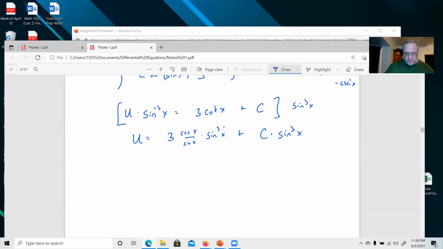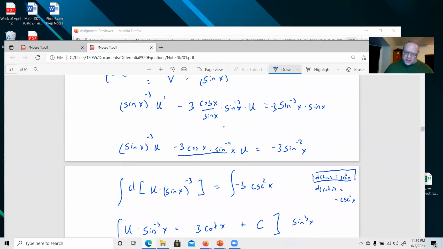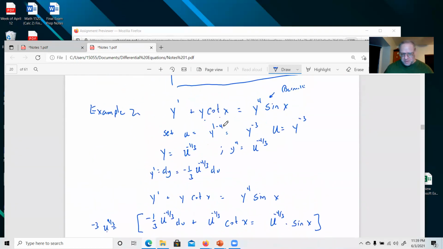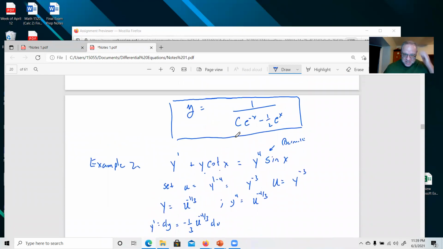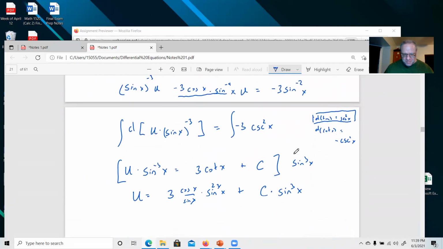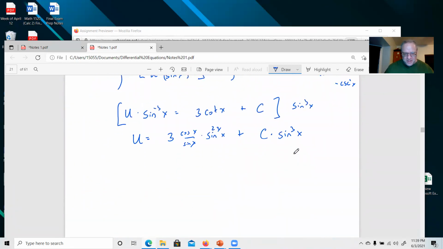Let's clean this up a little bit. What was u? Like way back about 3 pages ago, and 2 substitutions, at least, maybe 3 substitutions. u was y to the negative 3. Okay, so here we go. So here's y to the negative 3.